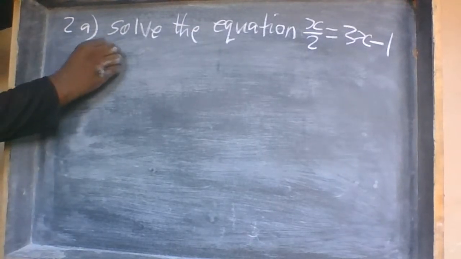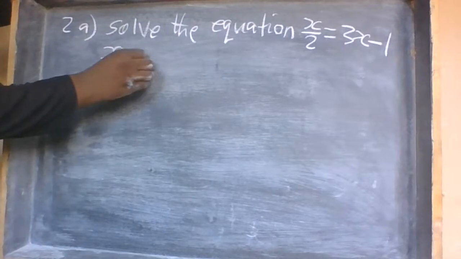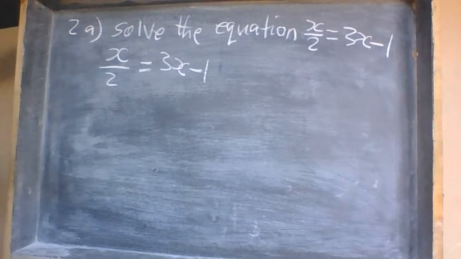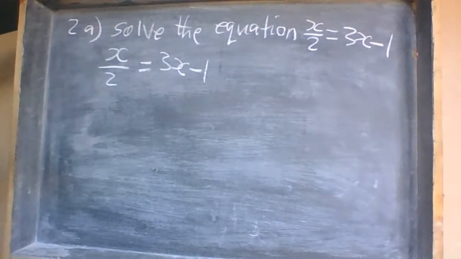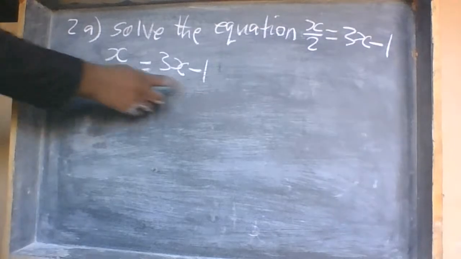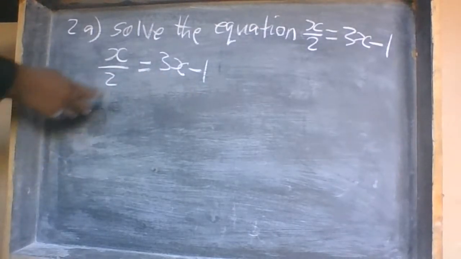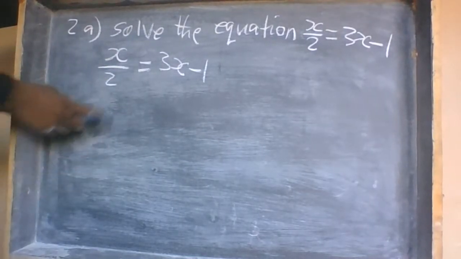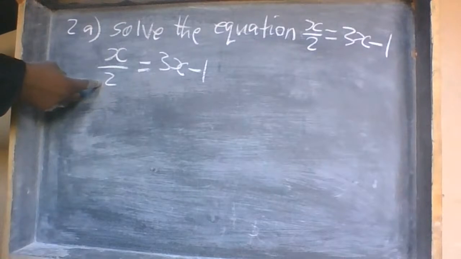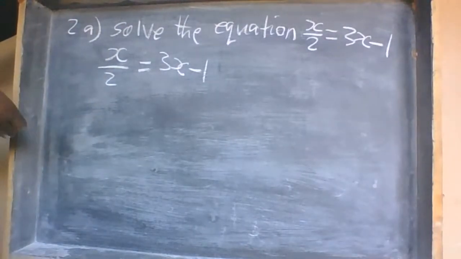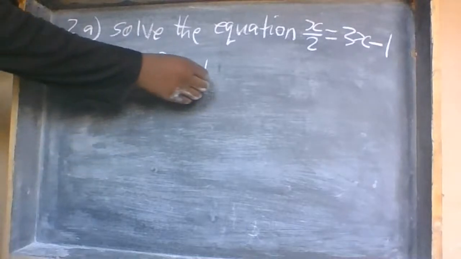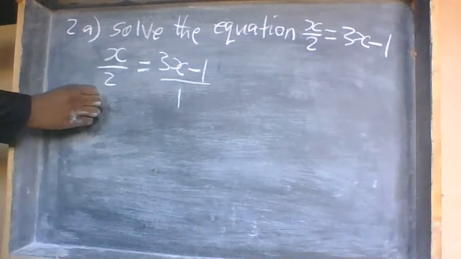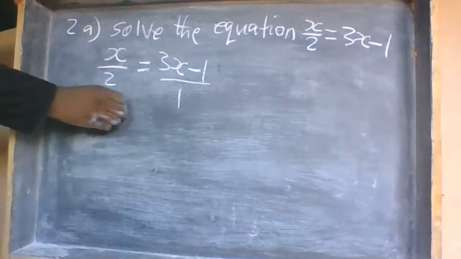When you have such an equation, the easiest way to deal with it is first to realize that we have two sides of the equation, either side of the equal sign. Unfortunately, one side has a fraction, so we have to get rid of this fraction. How do we do that? We know that this side is the same as over 1. So we multiply x times 1, which gives us 1x.